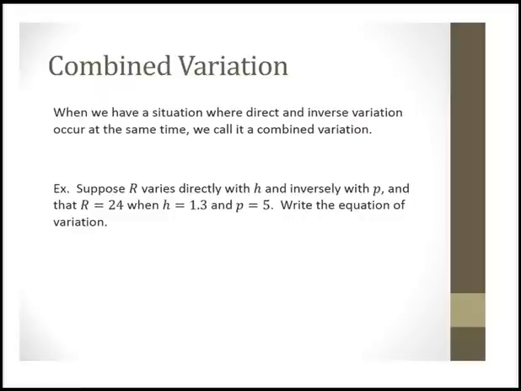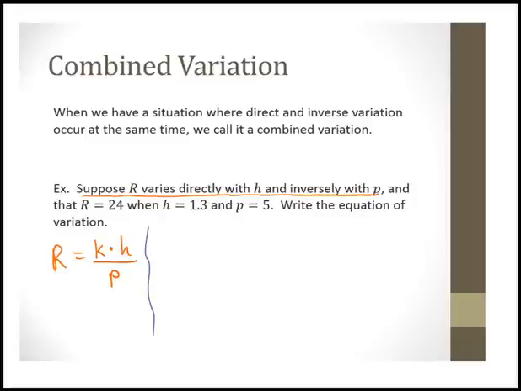Combined variation. When we have a situation where direct and inverse variation occur at the same time, we call it a combined variation. Suppose R varies directly with H and inversely with P. Then R is equal to K times H divided by P. K is our constant, varying directly with H, multiplying by H, and inversely with P, dividing by P.